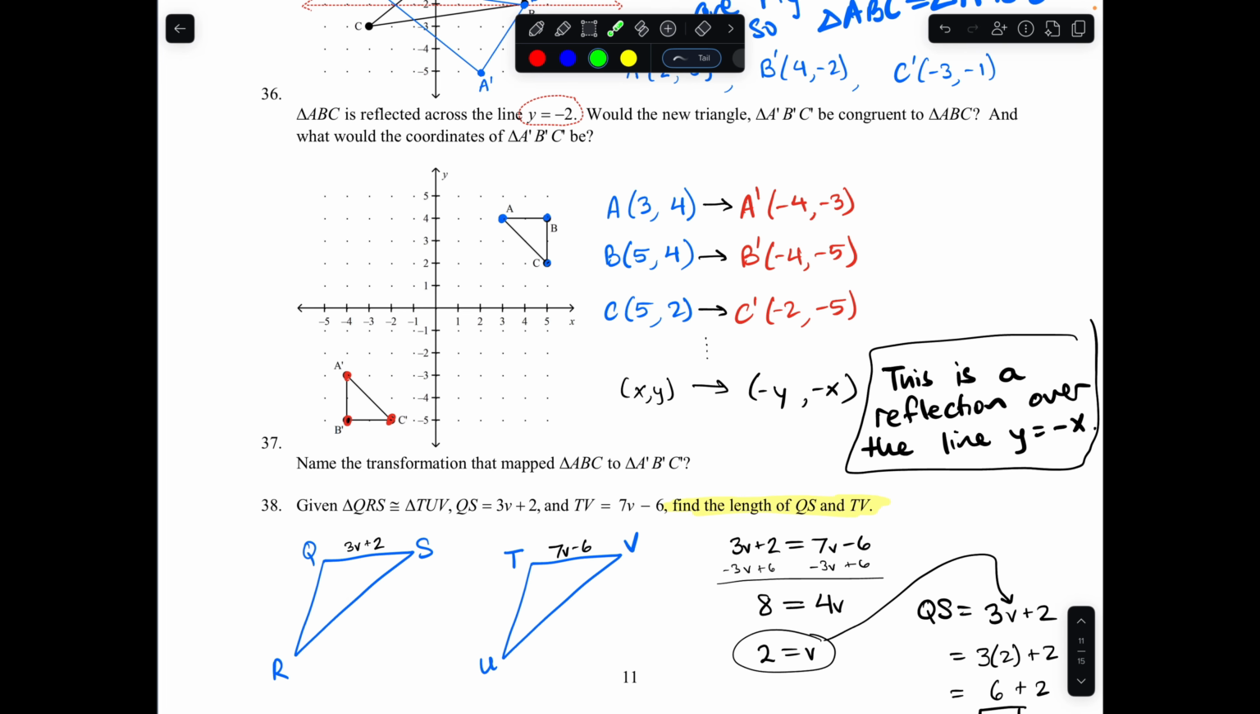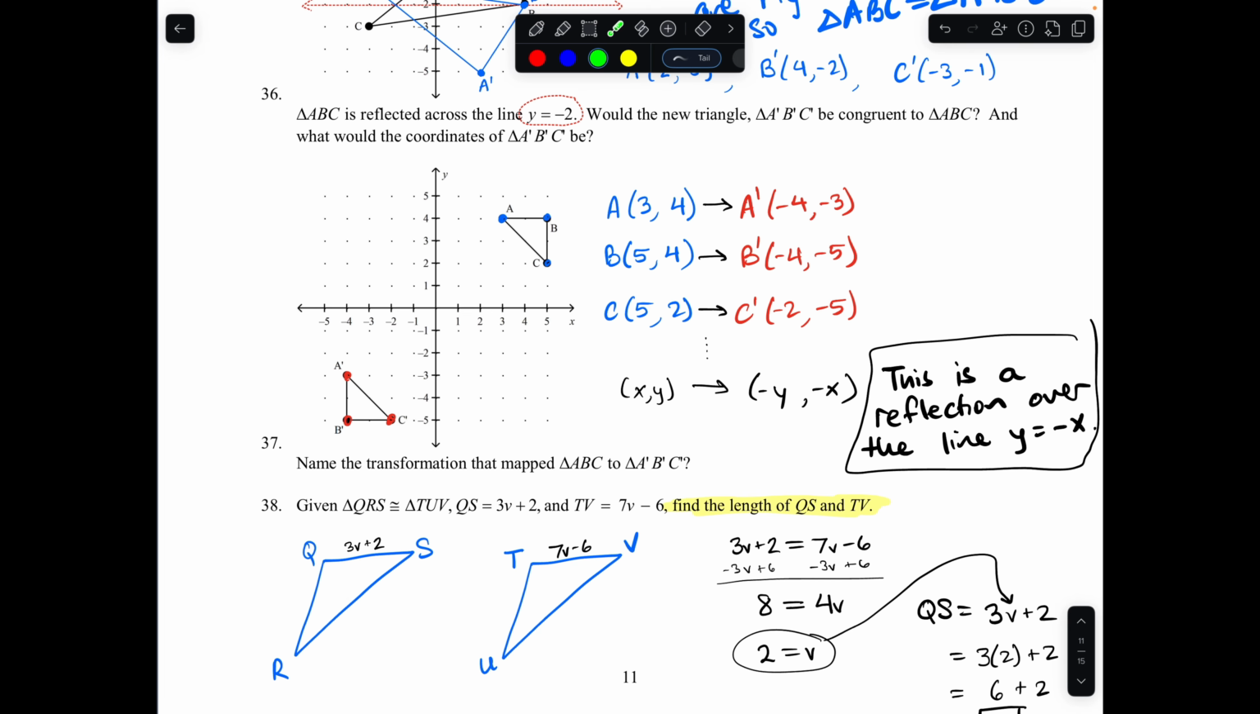So it's not a translation. It could be a reflection. It could be a rotation. To really see what it is, I recommend you write down the coordinates. Write down the coordinates for A and A prime and show how A goes to A prime. And then do the same thing for B and B prime, and then the same thing for C and C prime. And then let's see if we can find a pattern with the coordinates.